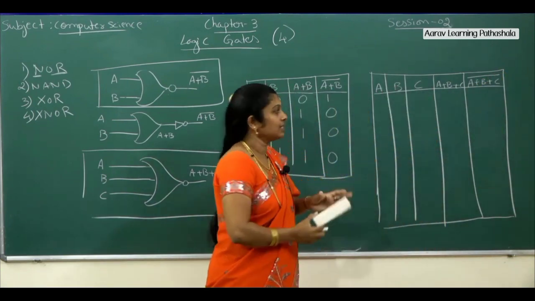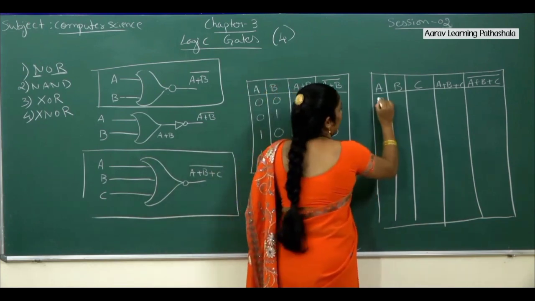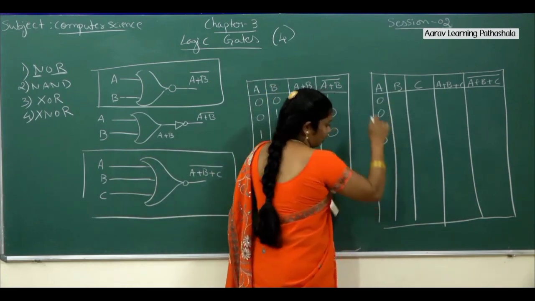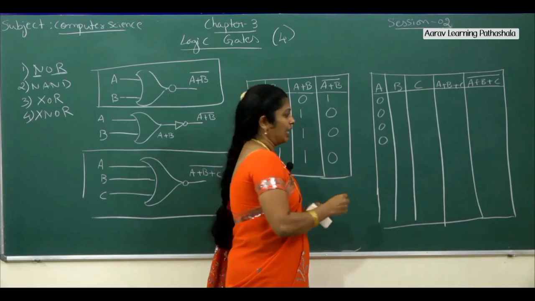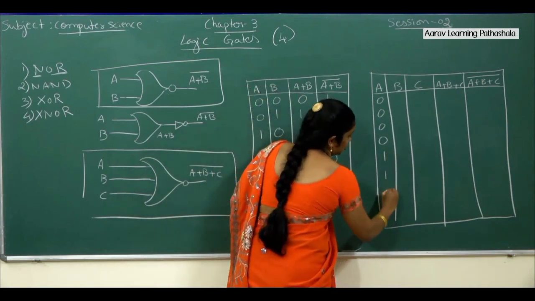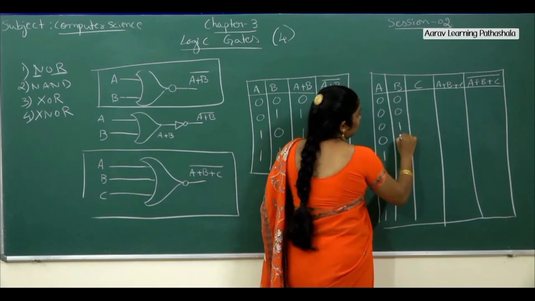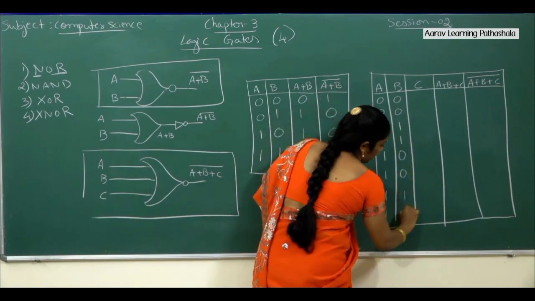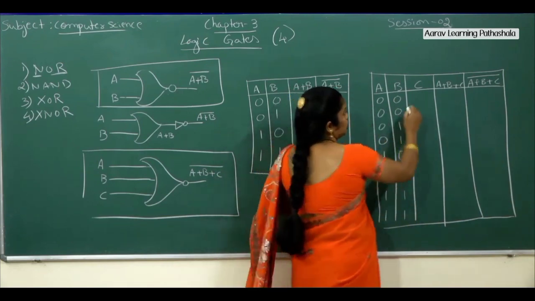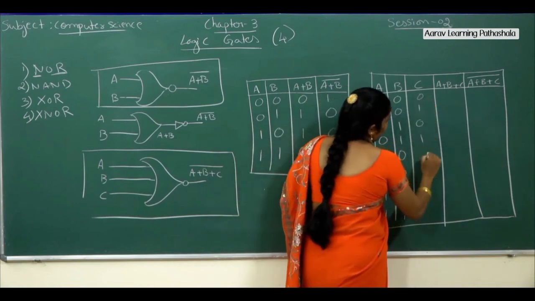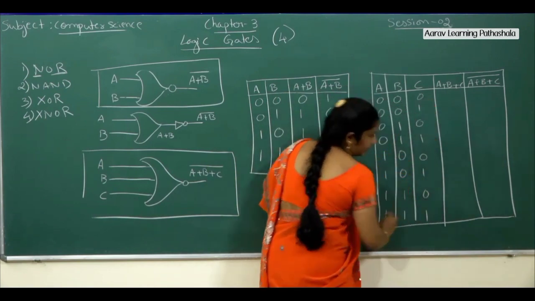When you have 3 variables, write down 4 times 0: 1, 2, 3, 4. Then write down 4 times 1: 1, 2, 3, 4. Next write down 2 times 0, 2 times 1, 2 times 0, 2 times 1. Next alternate: 0, 1, 0, 1, 0, 1, 0, 1.